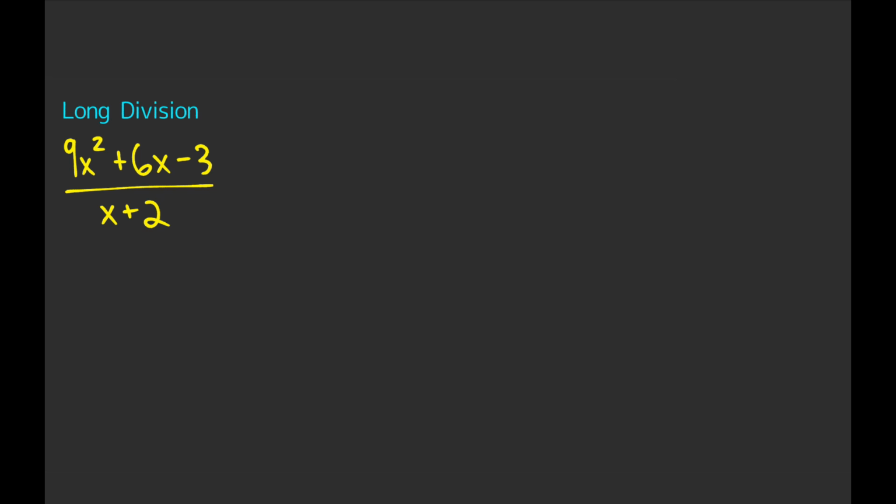The way we do long division is a lot like how we do normal division. We start with this bracket, and we put the dividend inside. So we have 9x squared plus 6x minus 3, and we put the divisor outside, and our divisor is x plus 2.